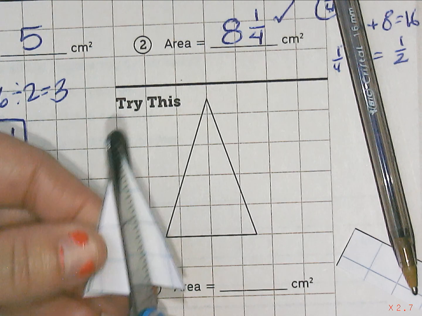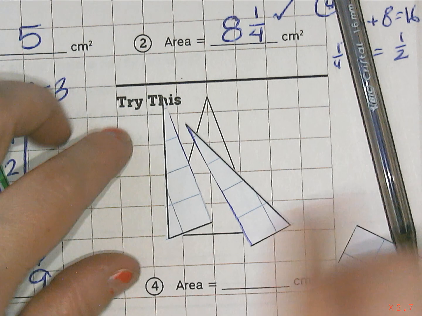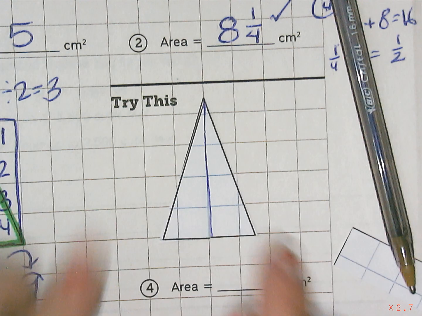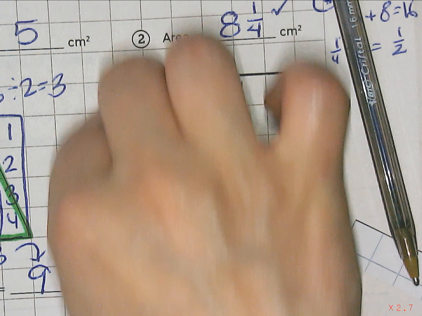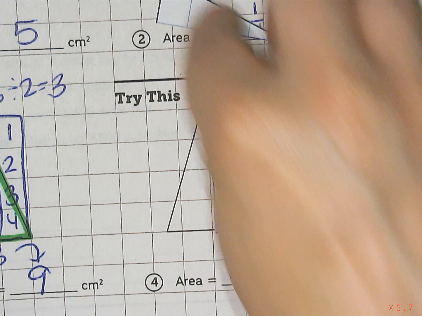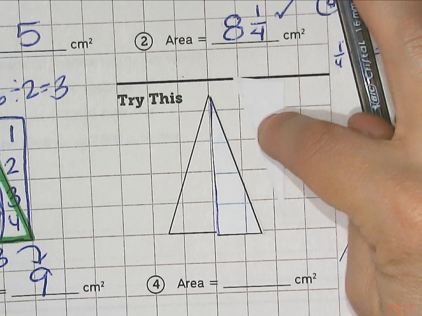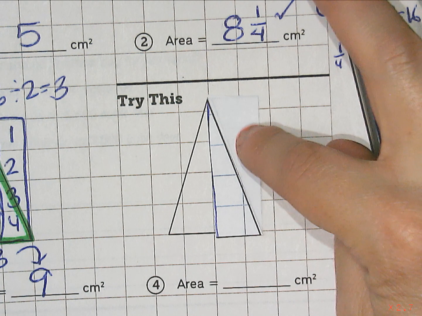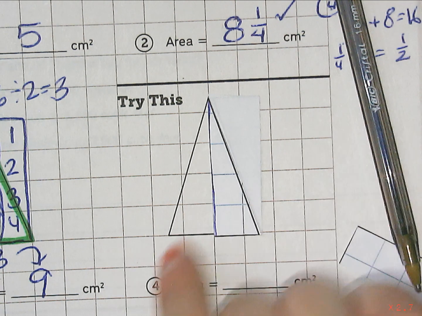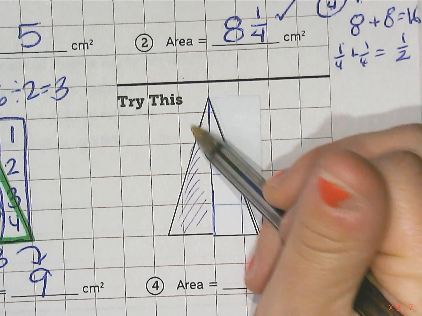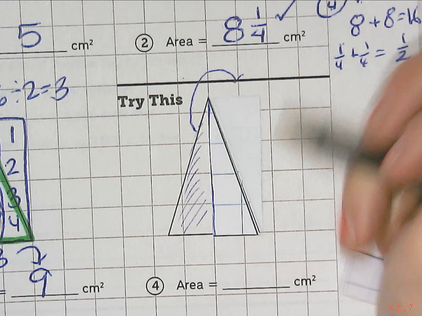So whenever I'm finding area with the rectangle method, I want to find the easiest way to make a rectangle. So if I take one of these guys, I think this is going to work. Let's see. And I flip him upside down and backwards. Oh, check that out. I can move this guy here and flip him over, and I end up with a rectangle.